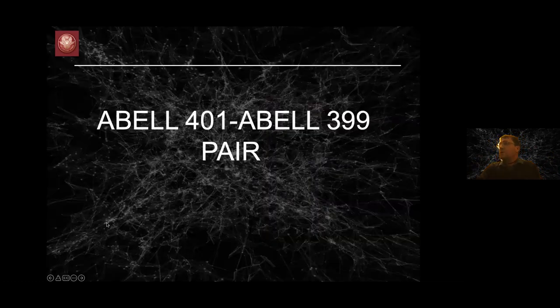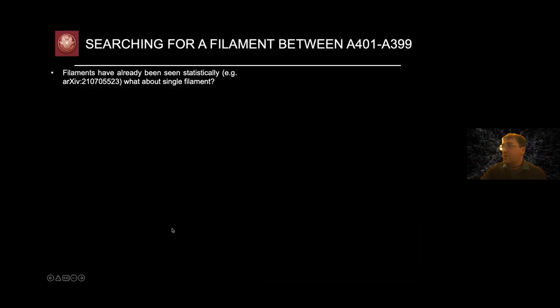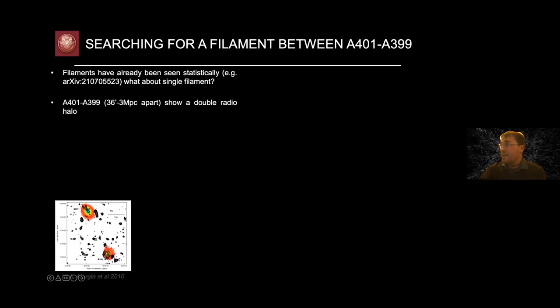Okay, so this is the cluster pair that we have chosen for the proposal of MUSTANG-2, and we have chosen to observe with the Atacama Cosmology Telescope. Filaments have already been seen statistically, and some low signal-to-noise detections have been observed also on individual ones, but no firm, strong filaments have been seen on a single filament. This pair of clusters, Abell 401 and Abell 399, are two clusters that are 36 arcminutes apart, which on the plane of the sky means 3 megaparsec.